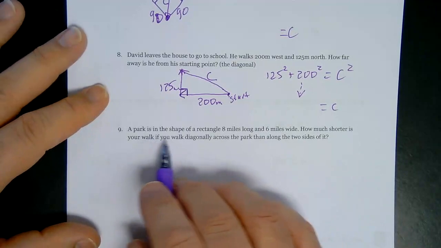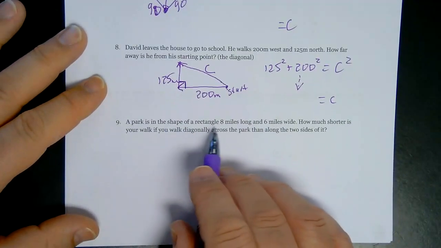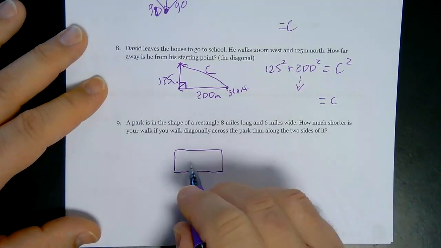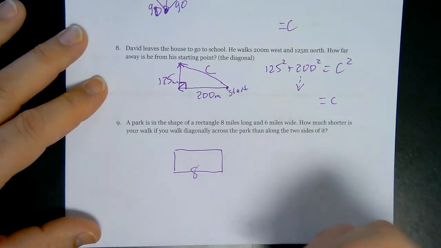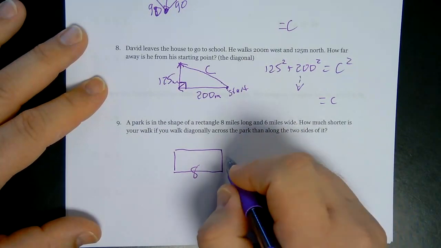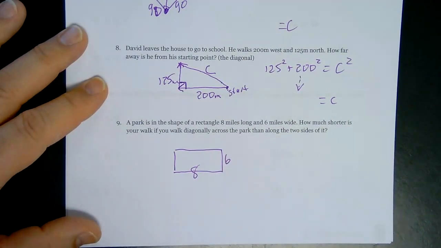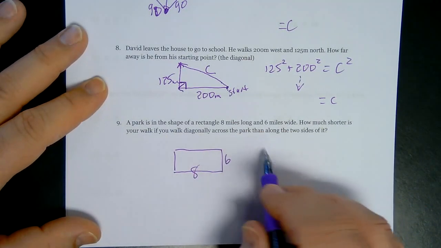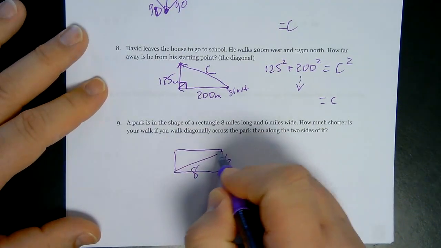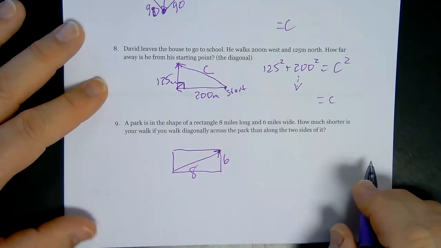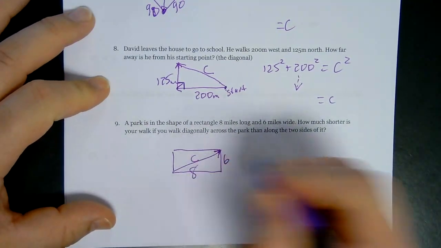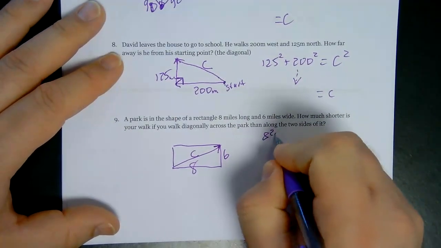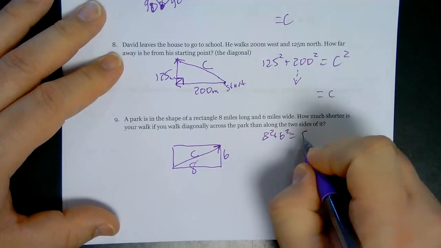And lastly, number 9. A park is the shape of a rectangle. So I'll draw a rectangle. 8 miles long, so let's throw 8 on the bottom. 6 miles wide, we'll go 6 on the side there. How much shorter is your walk if you walk diagonally across the park than along the two sides? So I do have to calculate my diagonal. Call that C again, since it is the hypotenuse of my Pythagorean theorem. So 8 squared plus 6 squared is equal to C squared.